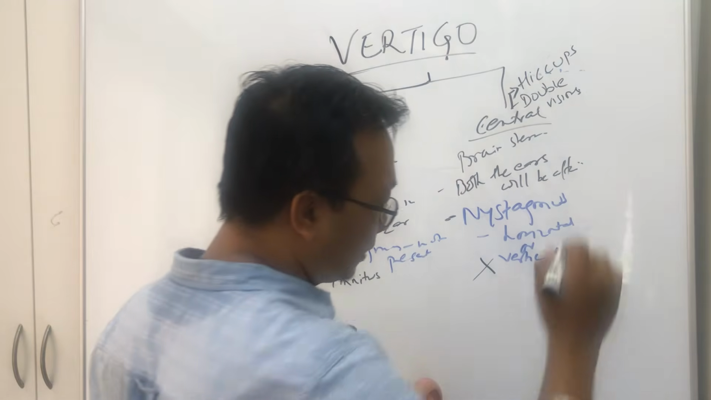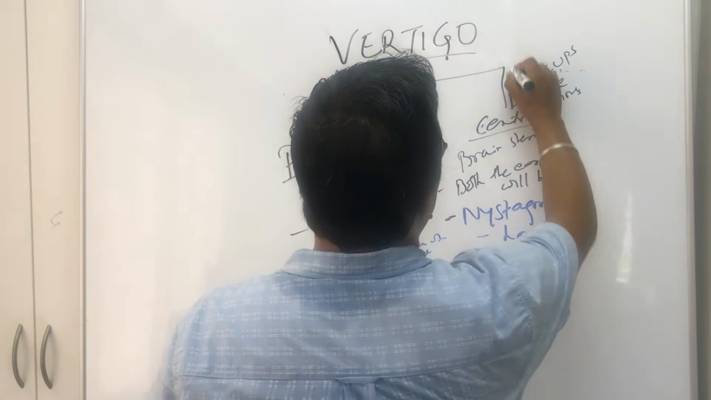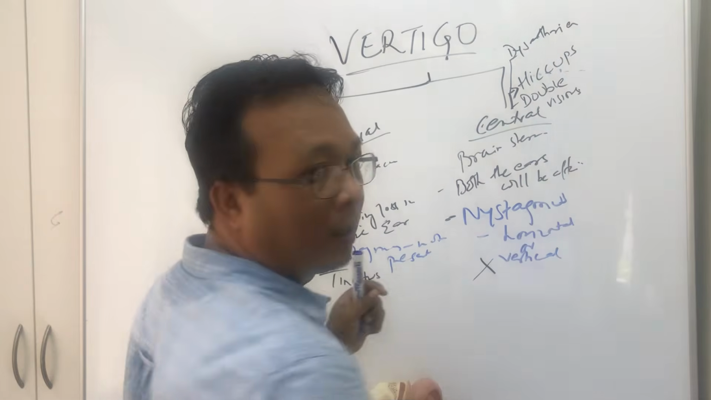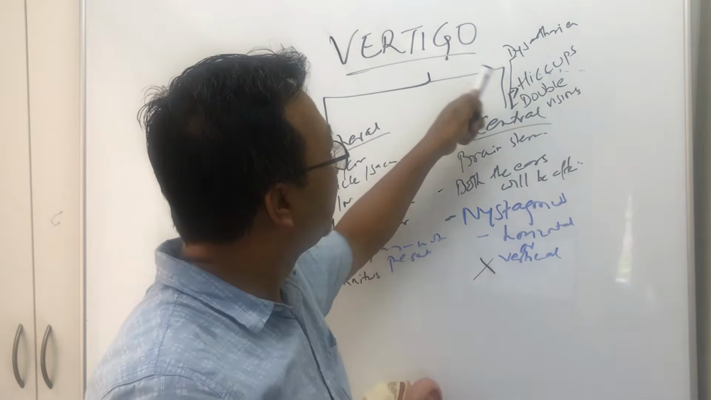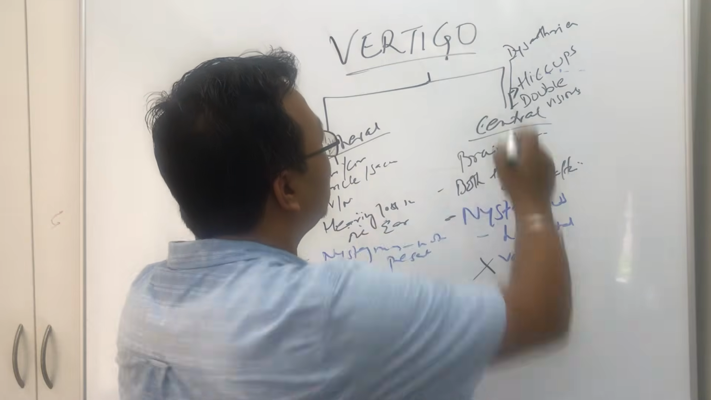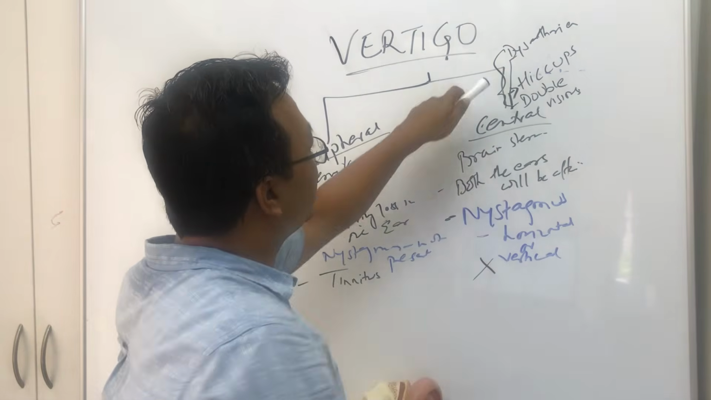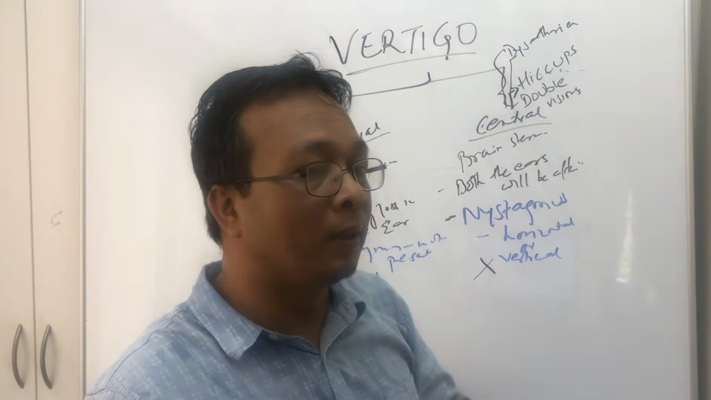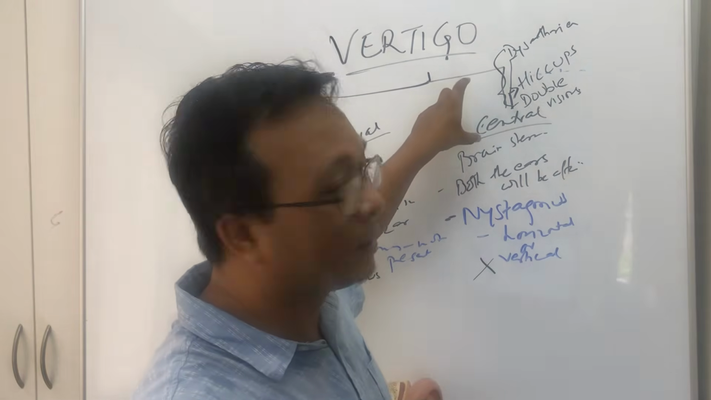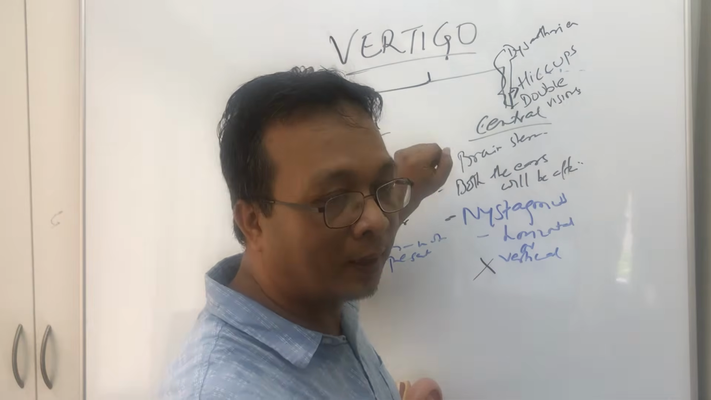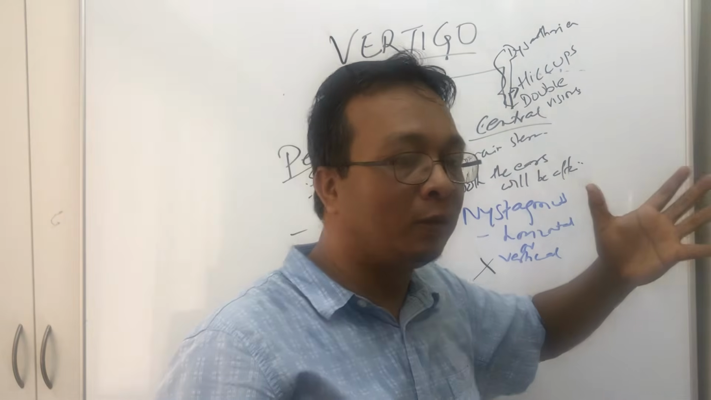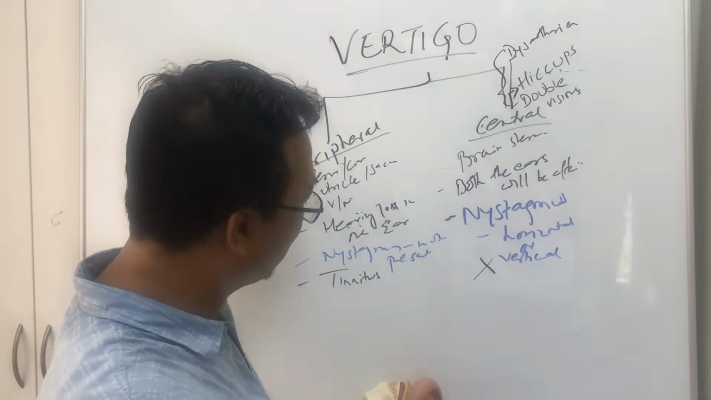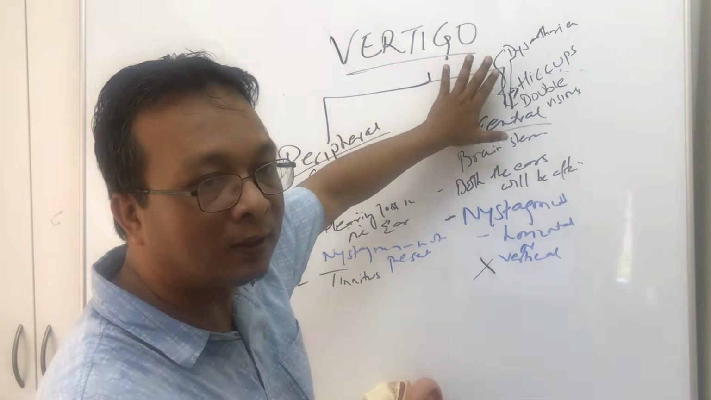These are associated symptoms: dysarthria, painful joints, hiccups, double vision. They may be present, may not be present. They are present when it is a central type of vertigo, when the vertigo is because of the brain, not because of the inner ear. But if the vertigo is because of the inner ear, these things are absent.